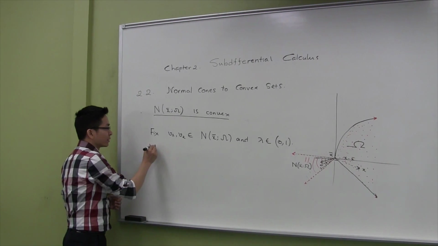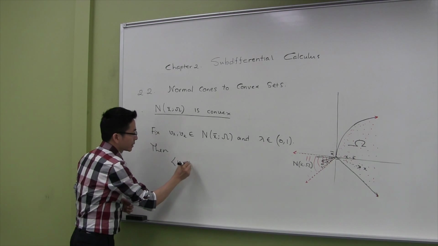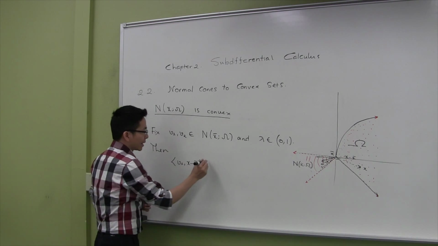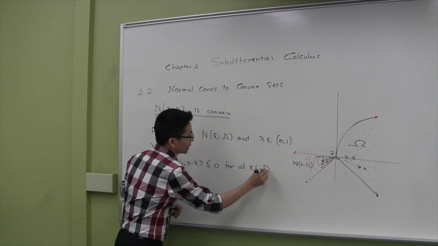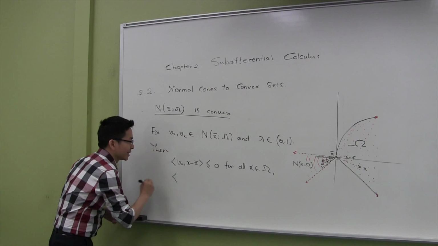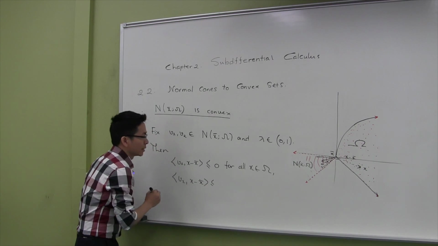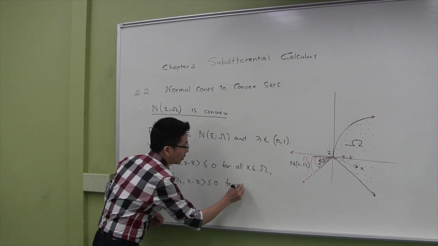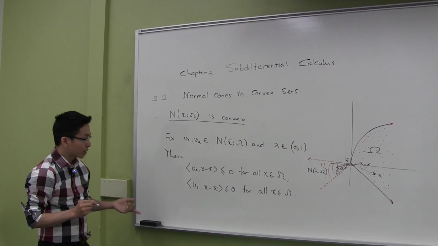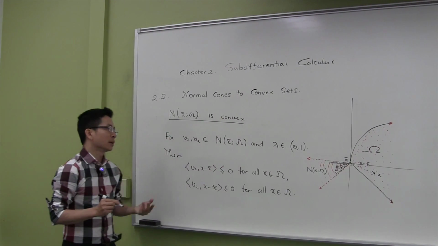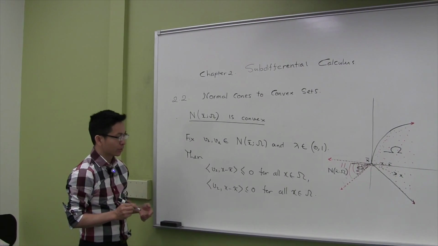By the definition, we have the following. The inner product between V1 and x minus x bar is less than or equal to 0 for all x in omega, and also the inner product between V2 and x minus x bar is less than or equal to 0 for all x in omega. Okay, and now we're going to use the fact that lambda is greater than 0 along with some properties of the inner product to have the following.